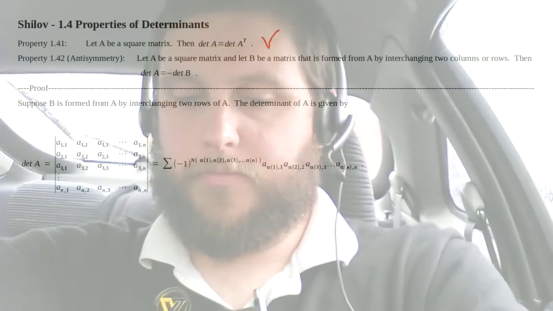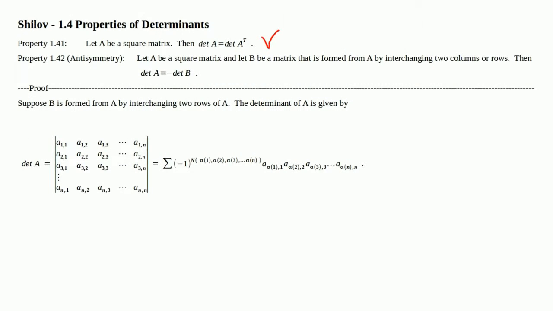So here's the proof. Suppose B is formed from A by interchanging two rows of A. The determinant of A is given by this. And that's just the definition of the determinant. You should be familiar at least with that by now. Ideally, you'd be comfortable with it by now, but that's the definition. If you aren't, go ahead and watch one of the previous videos where I define the determinant.